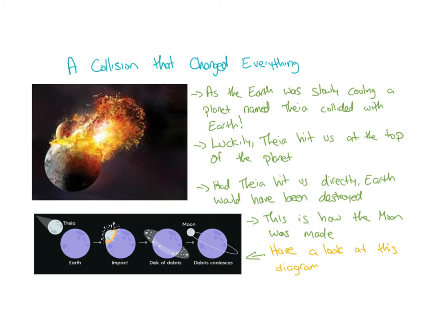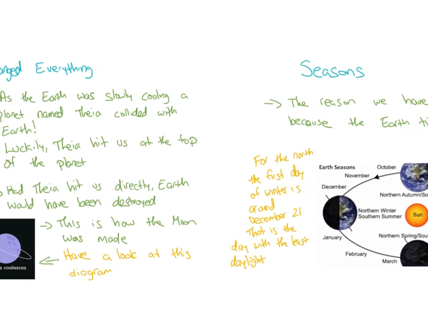So there's a little picture and I have a diagram. So basically Theia hit us at the top. It was like a glancing blow. So what ended up happening was when Theia hit us, material from Theia and Earth scattered all over the place, and the Earth actually had a ring around it. And the ring eventually created the moon because the ring was trapped by the Earth's gravity. So that's how the moon, scientists believe, was created.